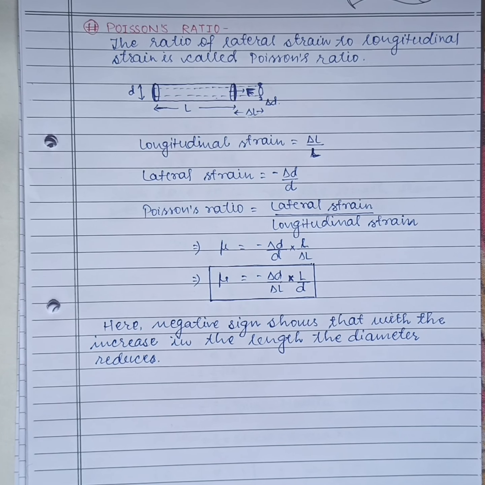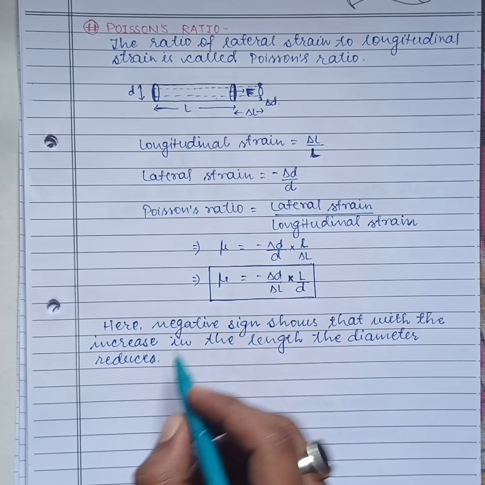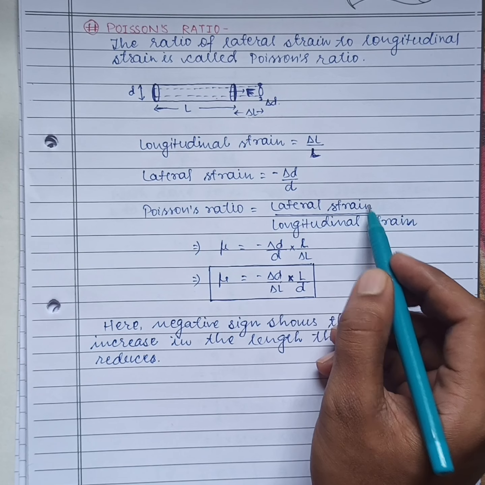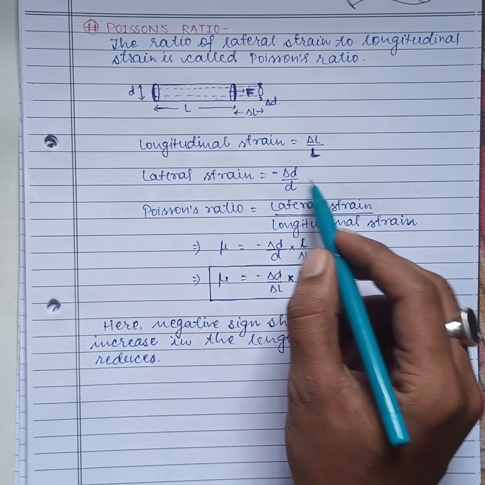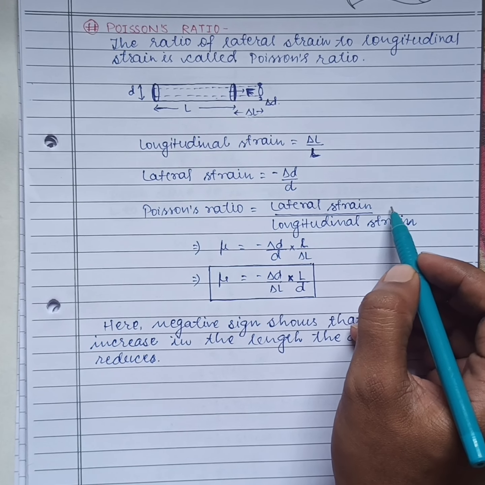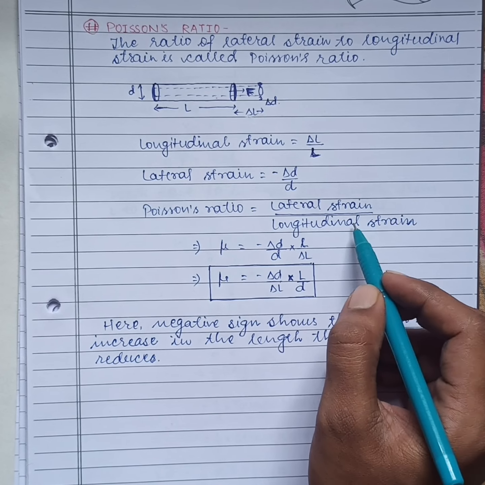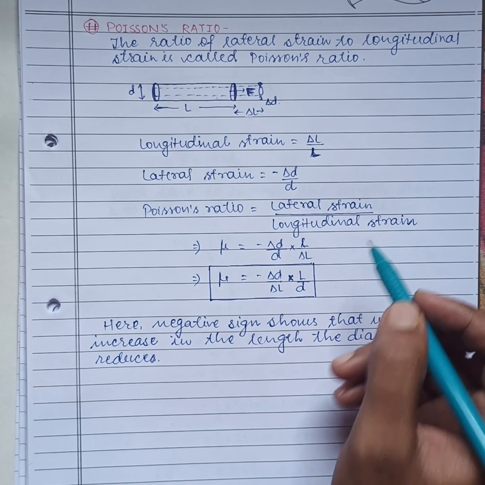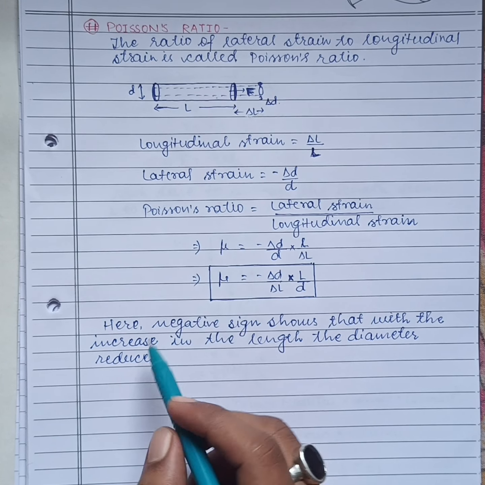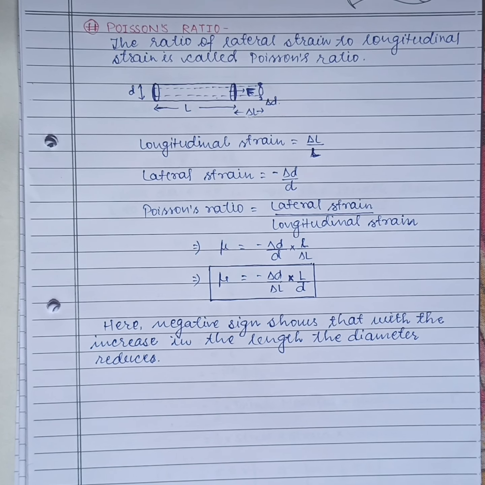Here when we talk about the unit and dimension, strain is a unitless quantity, and longitudinal strain is also a unitless quantity. Therefore this Poisson's ratio is unitless as well as dimensionless.